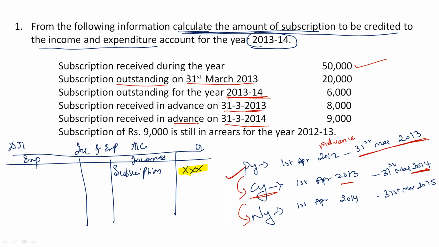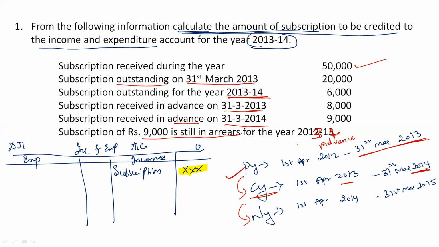Okay, then we have subscription of rupees 9,000 still in arrears for the year 2012-13. Sorry, here the year should be changed. It's 13-14, not 12-13. So there's a mistake. So still in arrears, in the sense again outstanding. We had to receive 9,000 rupees as a subscription, but still we have not received it, still in arrears. Some member has failed to pay the subscription fee.